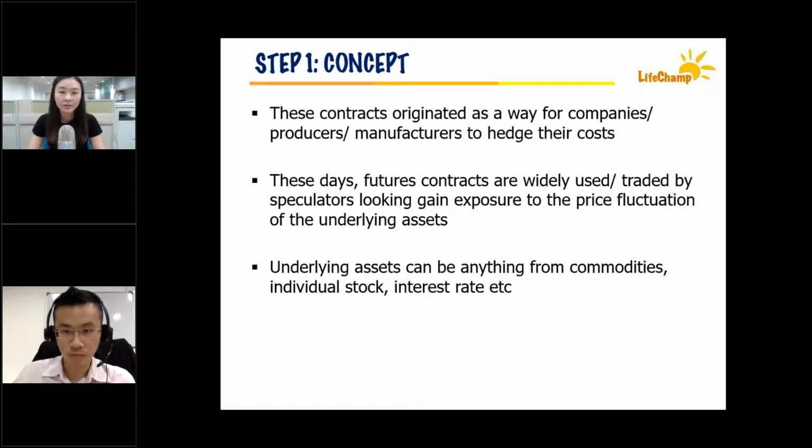Contracts originally started as a way for companies, producers and manufacturers to hedge their costs. But these days, futures contracts are widely used by speculators or traders looking to gain exposure to the price fluctuation of the underlying assets. The underlying asset, just like what I mentioned just now, can be anything from commodities, individual stocks, or interest rates. So we go to the next.